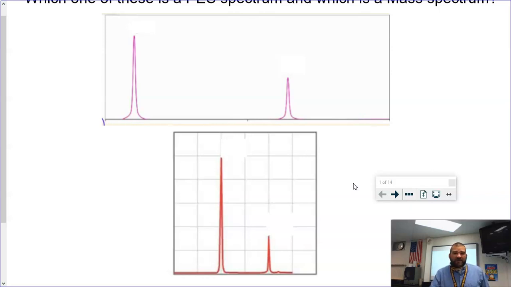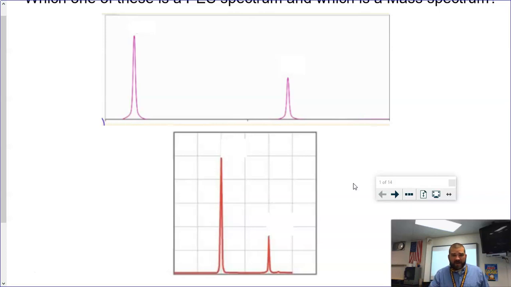Okay, mass spec and PES have similar looking readouts. The way you can tell which one is which is by observing the numbers on the x-axis. Again, if it's PES, the numbers will be backwards. The large numbers will be on the left-hand side, the small numbers will be on the right-hand side.